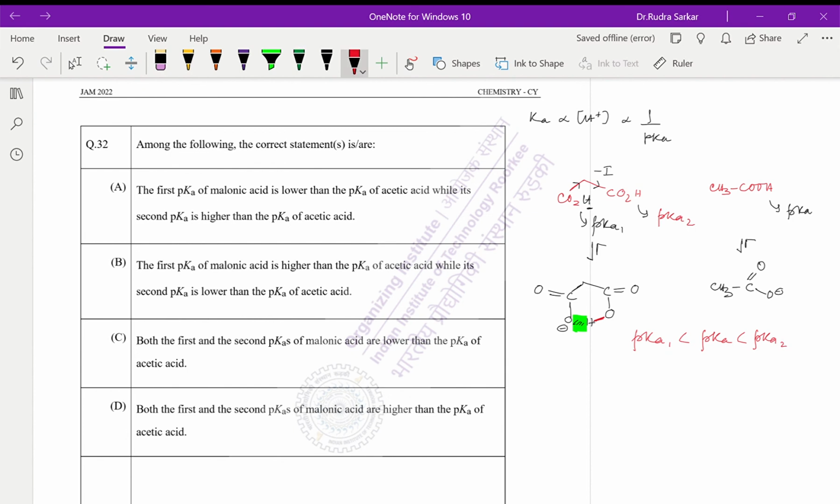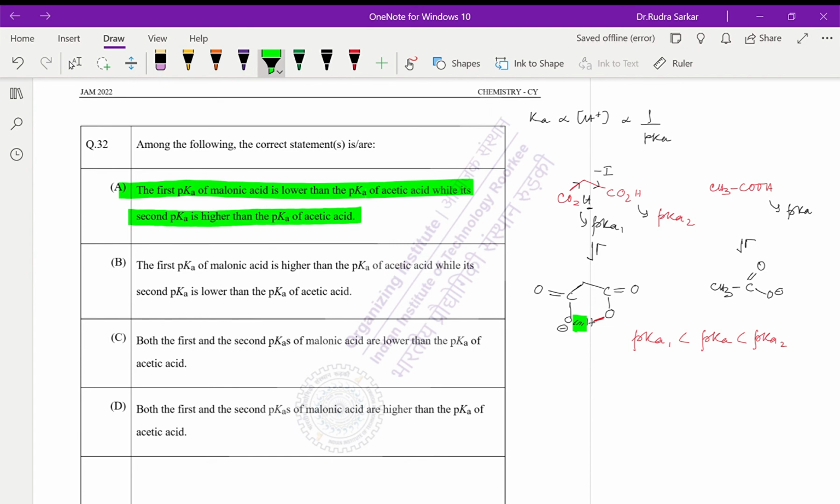So over here if we check the options, it says the first pKa of malonic acid is lower than pKa of acetic acid, while its second pKa is higher than that of the pKa of acetic acid. So according to me, the first answer is the correct answer.